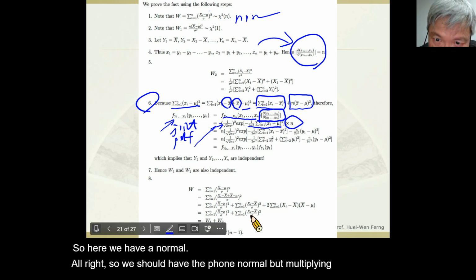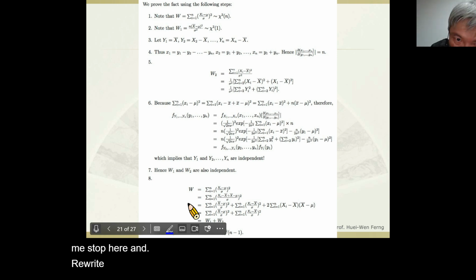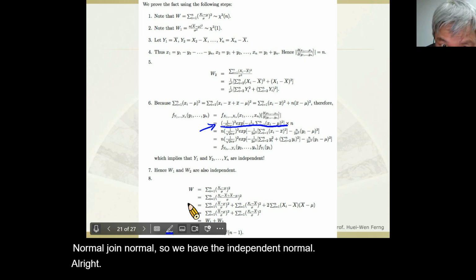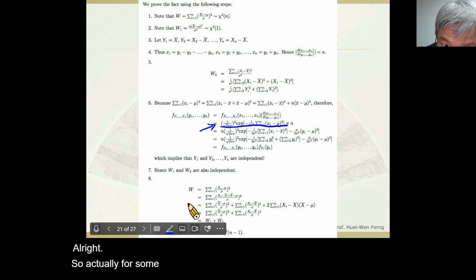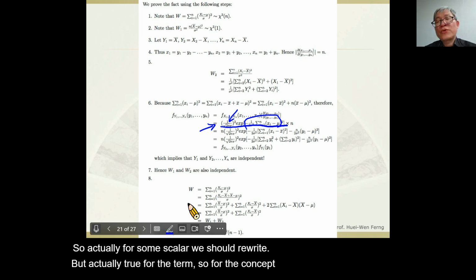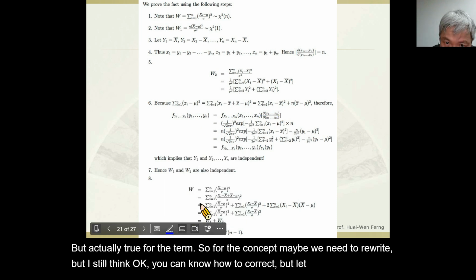So currently, let me stop here and rewrite. Normal, joint normal, so we have independent normals. For some scalar we should rewrite. But actually it's true for the term. For the constant, maybe we need to rewrite, but I still think you can know how to correct it. But let me check and continue.